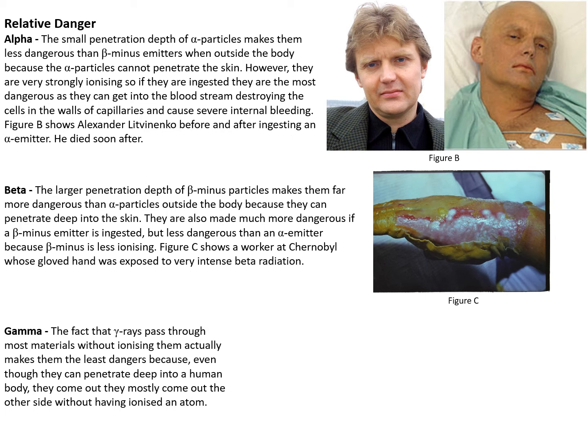Beta particles have a larger penetration depth than alpha particles. This makes them far more dangerous outside the body because they can penetrate deep into the skin. In fact, they can pretty much get all the way down to the bone. They are also made much more dangerous if they are ingested, but they're still less dangerous than alpha emitters when they're ingested. So figure C shows a worker at Chernobyl whose gloved hand was exposed to very intense beta radiation.